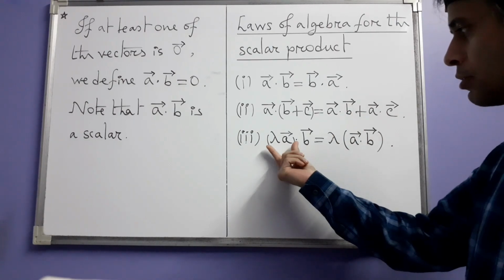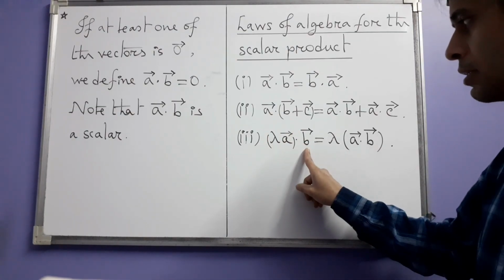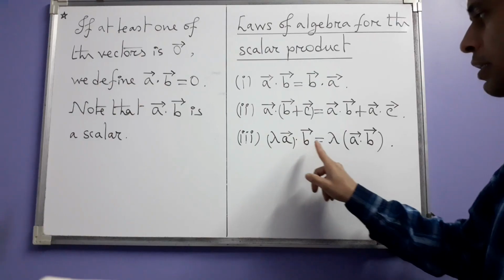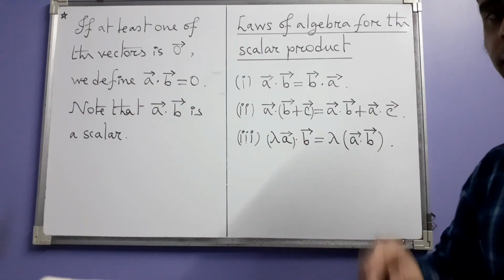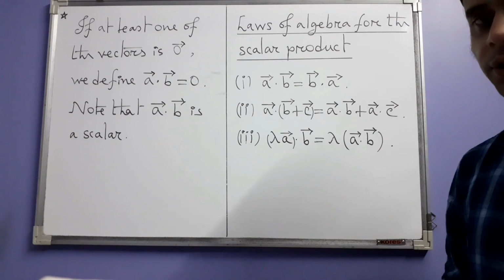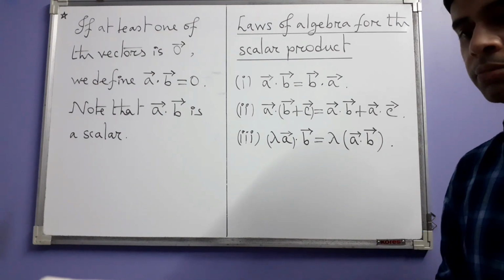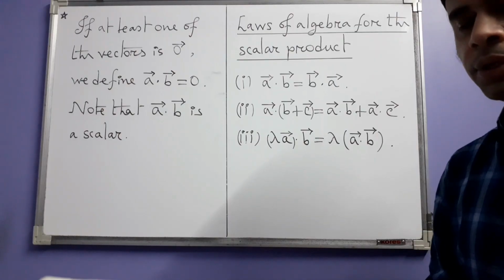Lambda A, so here you treat this as one vector and B as the other vector. Their dot product equals lambda times A dot B. The author does not provide any proofs for these identities. Actually, they are just things which most of us already know.